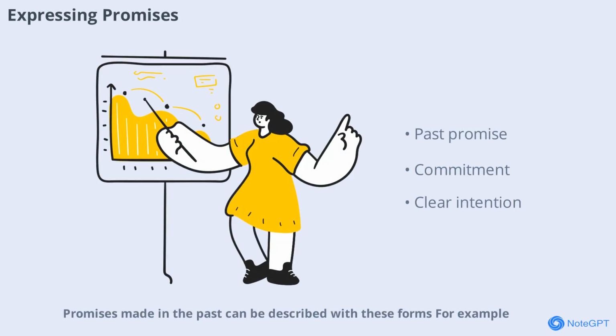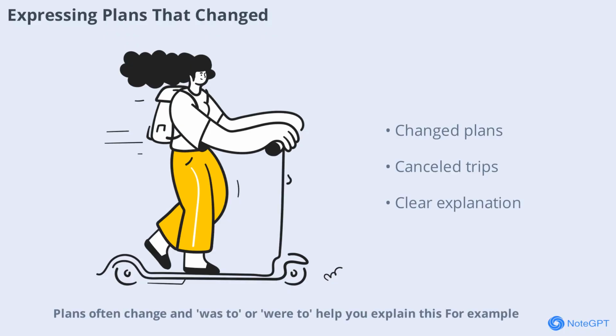Promises made in the past can be described with these forms. For example, she was to help me with my homework. This shows that there was a promise or commitment, whether or not it was kept. Plans often change, and was to or were to help you explain this. For example, we were to travel abroad but the trip was cancelled. This structure is perfect for talking about plans that didn't work out.